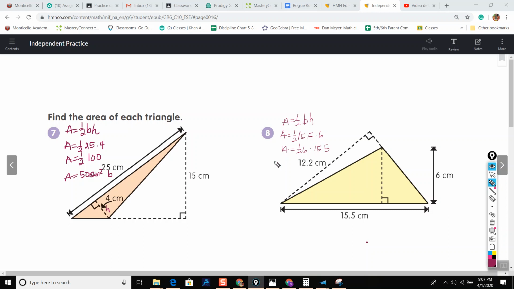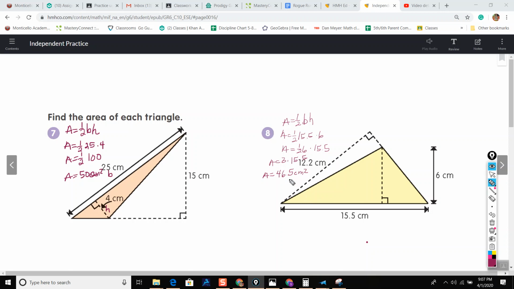It's easier to take half of 6. Area is equal to 3 multiplied by 15.5, and 15.5 multiplied by 3 is 46.5 centimeters squared, and that's my area.